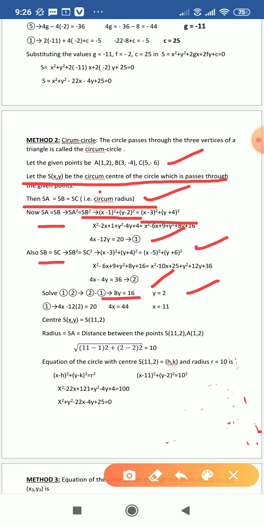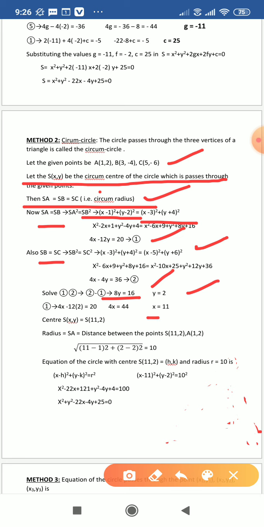Put the value of y in either 1 or 2. Substitute in 1. 4x minus 12 into y, and we already found the value of y. Y is equal to 2. So 4x minus 12 into 2 is equal to 20. That is 4x is equal to 44.